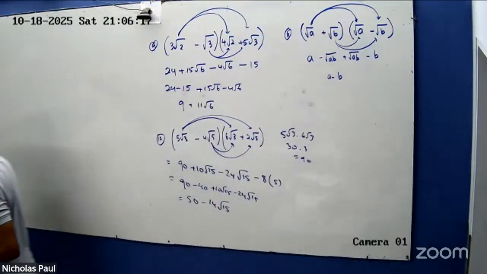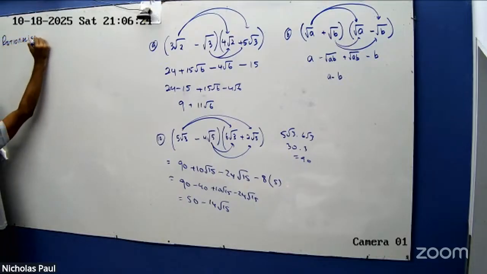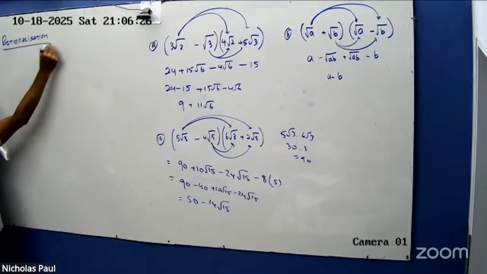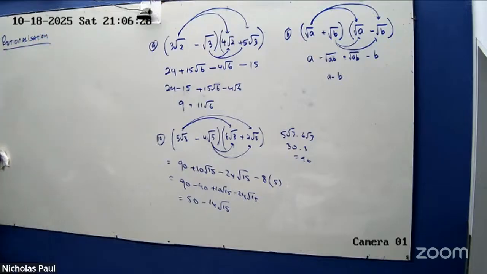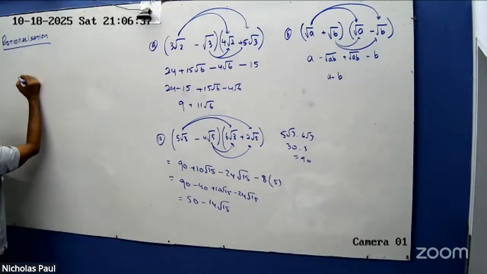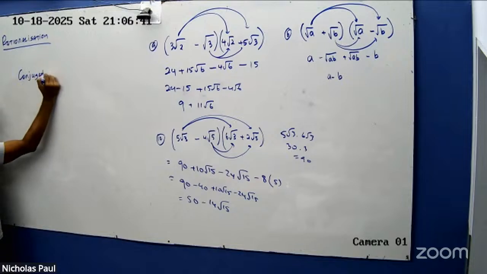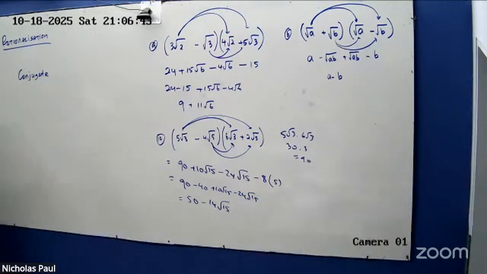Okay. The last thing that we have to do is something called rationalization. And before we do rationalization, we need to learn about the conjugates. We need to learn about something called the conjugate. I feel I spelled that wrong. I'm looking right. So we need to learn about conjugate.